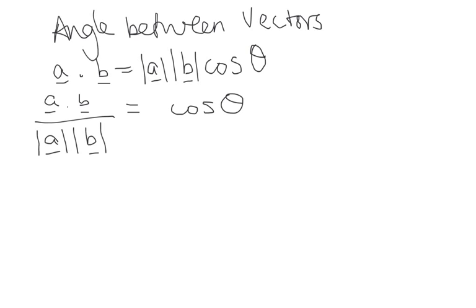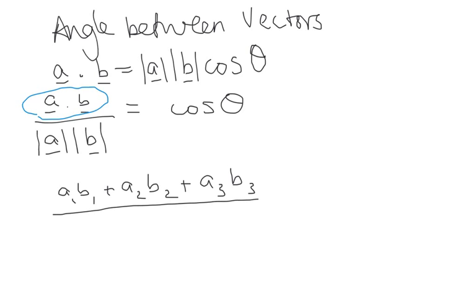Also, we can use the component form of A dot B in the numerator: A1 B1 plus A2 B2 plus A3 B3. That's how we calculate the scalar product in component form. Then we divide by the magnitude of A and B. That equals cos theta.